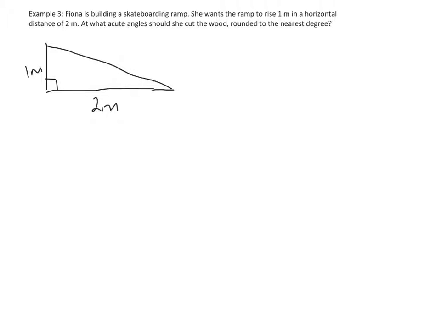The question asks, what acute angles should she cut the wood, rounded to the nearest tenth of a degree? So what we're trying to find out here is either of these two angles. You have to take 1 second and we'll label this side over here. We know that the right angle points to the hypotenuse, so there's the hypotenuse. Next, let's pick this angle right here to be our angle of reference.